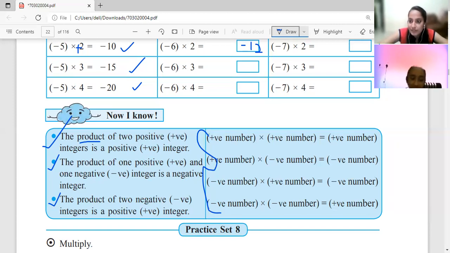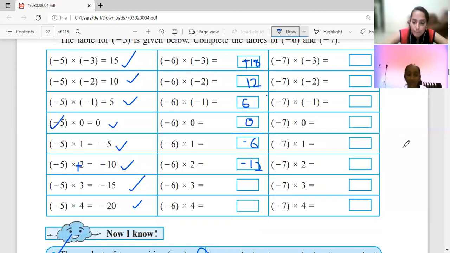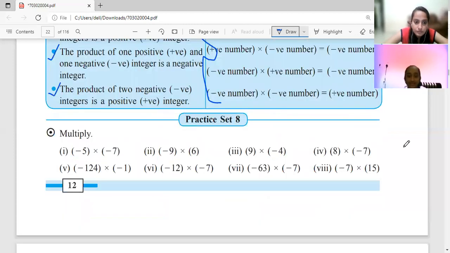Okay, chalo. Coming to the exercise part. Now they have given you the exercise, that is your practice set number 8. Maximum answers हमने कर लिया है. It must be written in your book. हमने जो किया था quite similar है. इसका आंसर क्या आता है? -5 into -7.